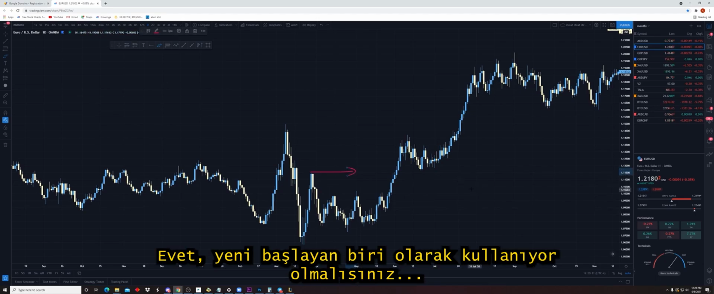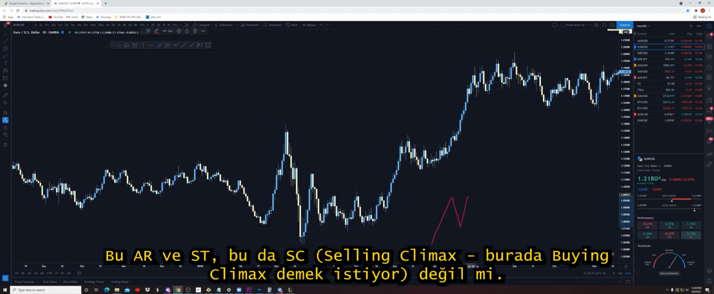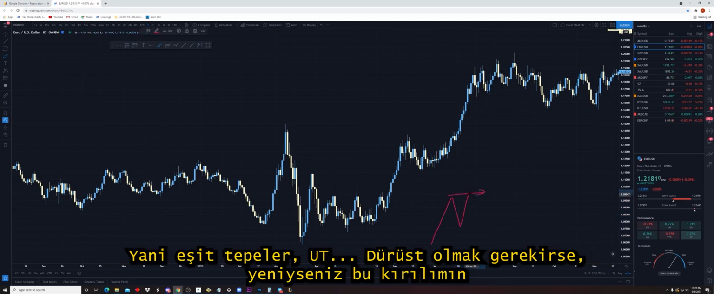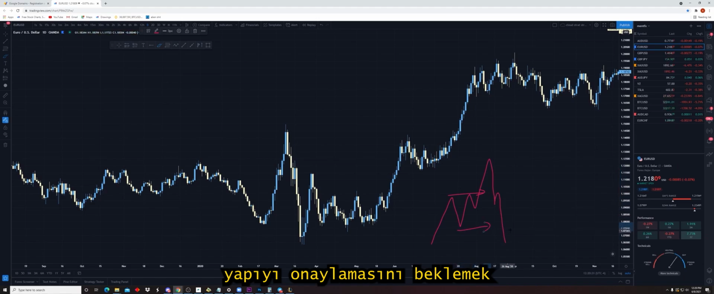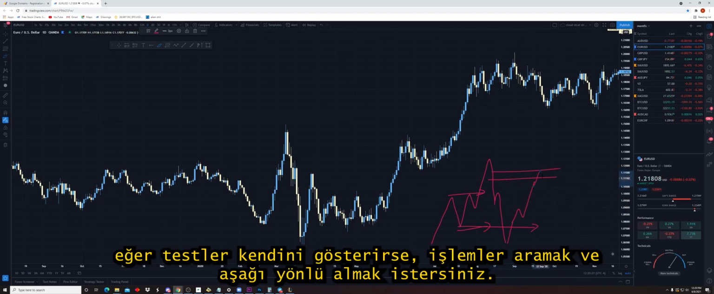So yes, as a beginner, you should be using, so if you have a buying climax, an AR, right? So that's the AR, an ST, that's the ST, right? So equal highs, a UT. Honestly, if you're new, you want to wait for this break to confirm the structure and maybe look for trades off the MantFX block or off of the deeper tests if the tests do provide themselves, and take that lower.